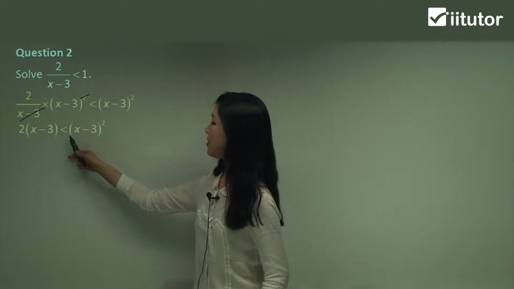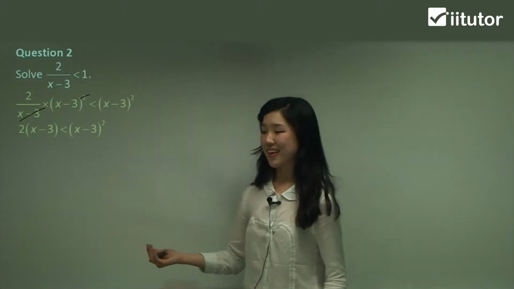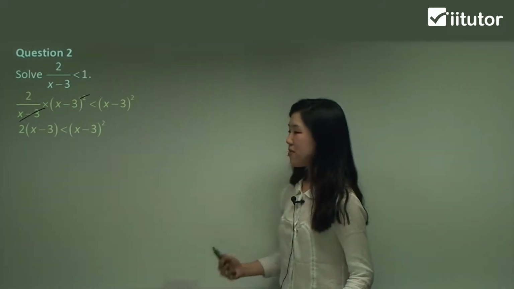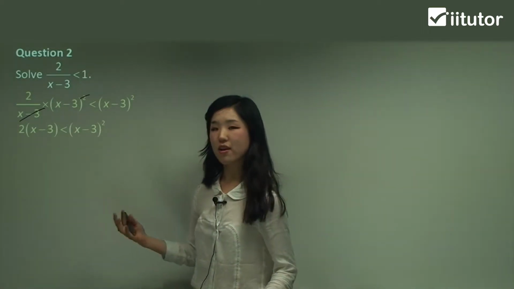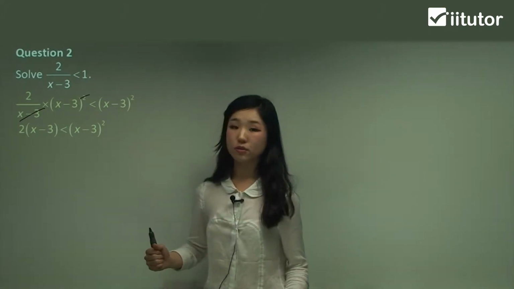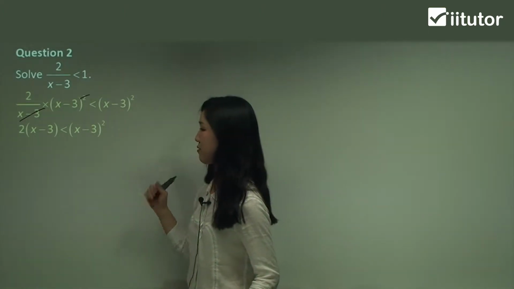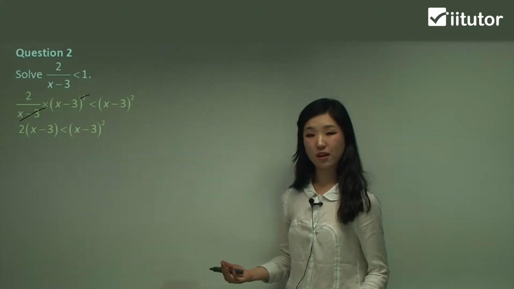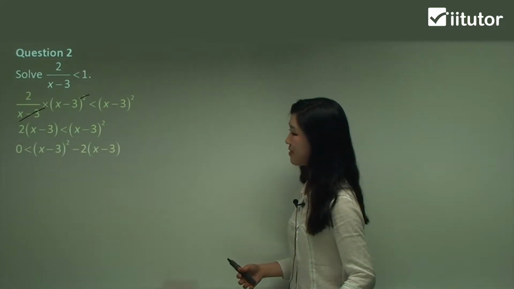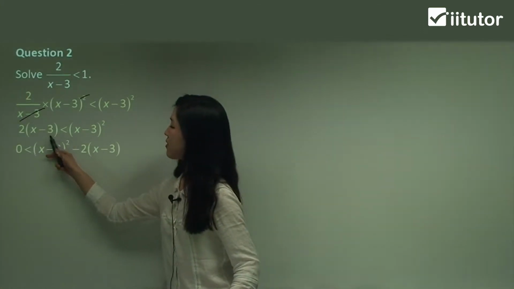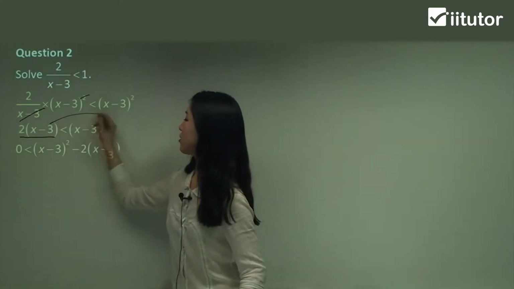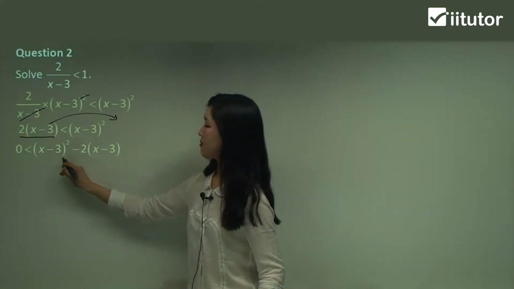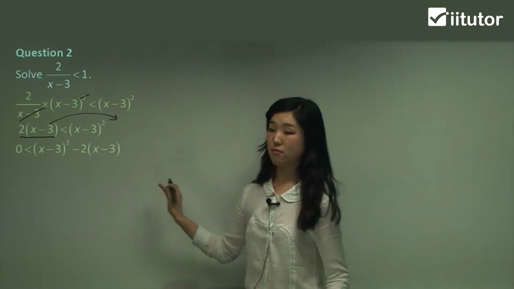2 times x minus 3 is less than x minus 3 squared, okay? Now, one thing I don't want you guys to do is cancel this out. Please don't do that. You cannot cancel out pronumerals, all right? So please don't do any cancelling from here. We're going to start moving everything onto one side like this. So I'm basically moving this onto this side, okay? This one goes onto the other side, so I have x minus 3 squared minus 2 times x minus 3.